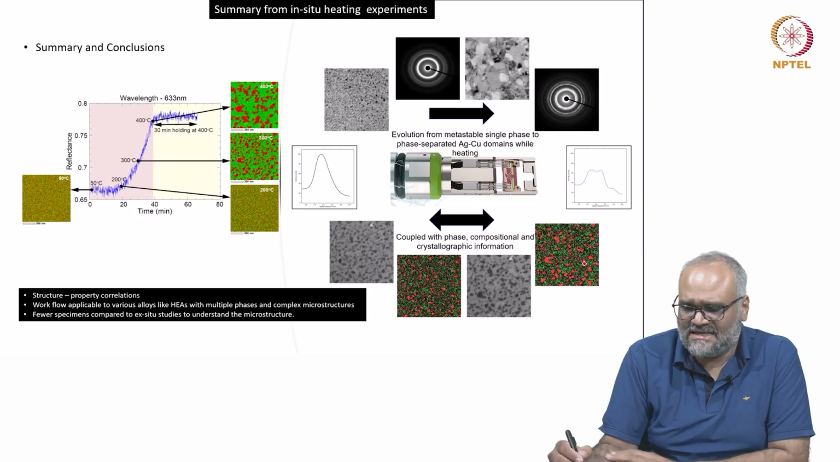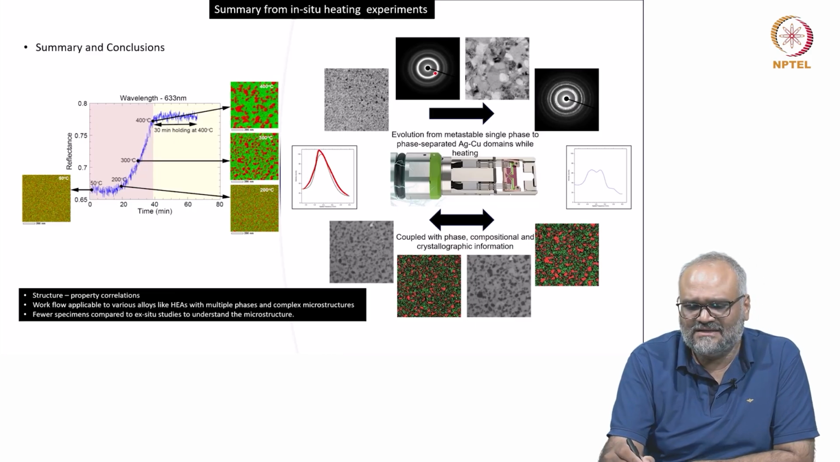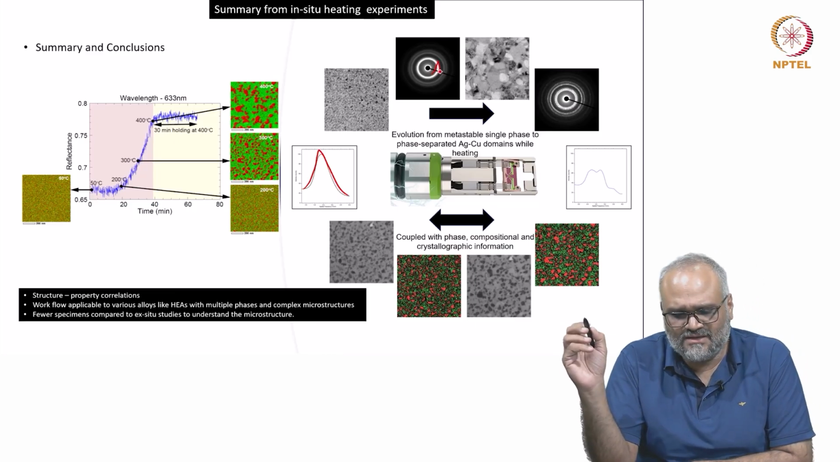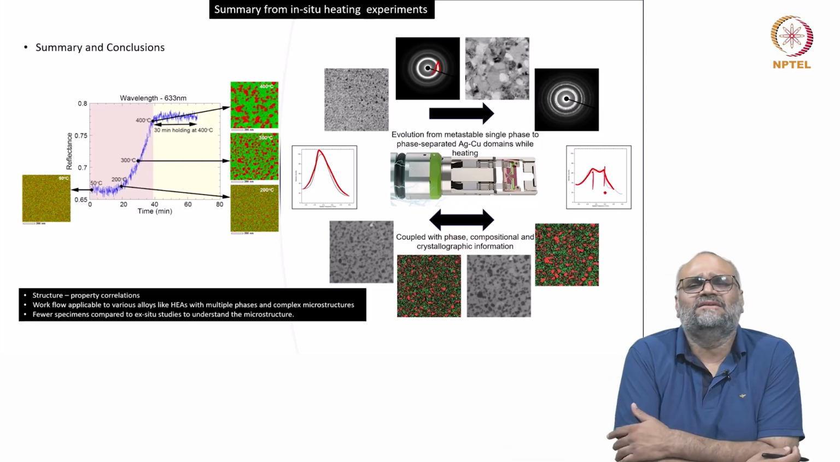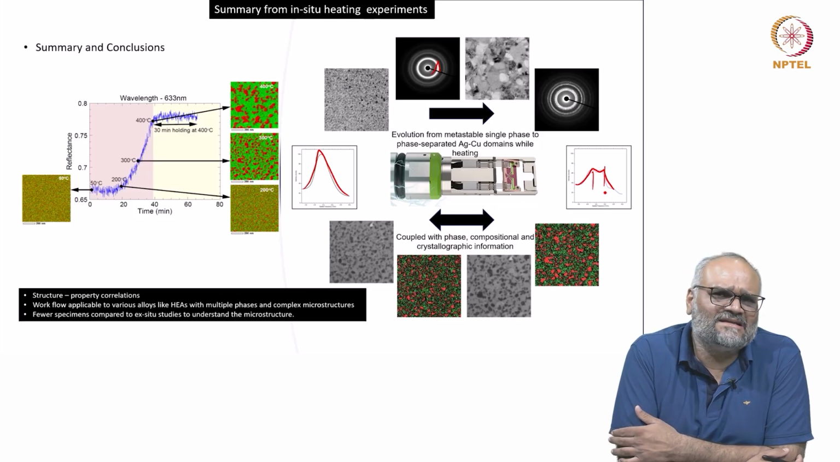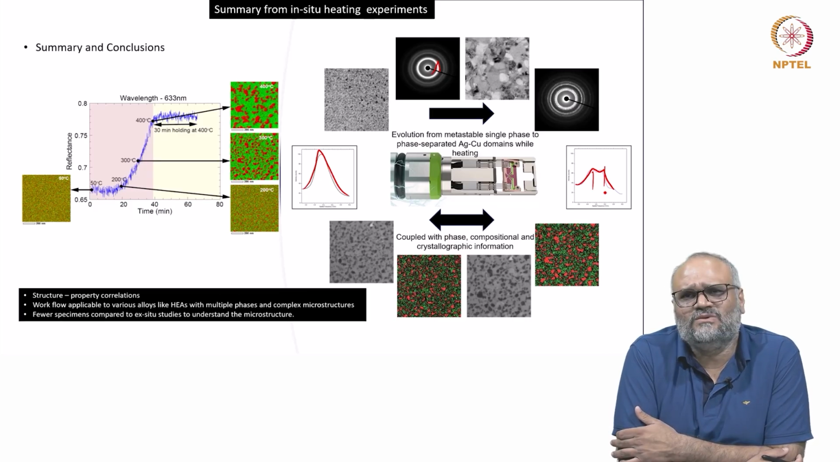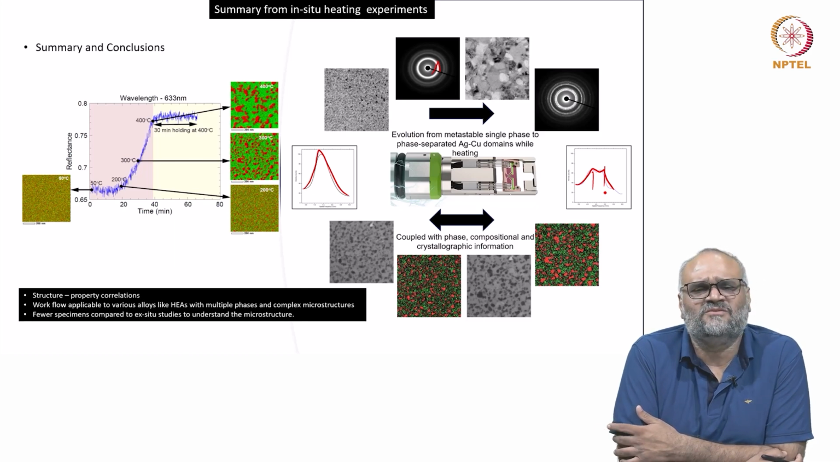So as you can see, the diffraction peak, which appears like a single broad peak here, starts separating out, and you see the formation of copper rich and silver rich rings here. And this is an interesting way in which you can do in situ heating to look at materials and understand material properties in real time in a transmission electron microscope.